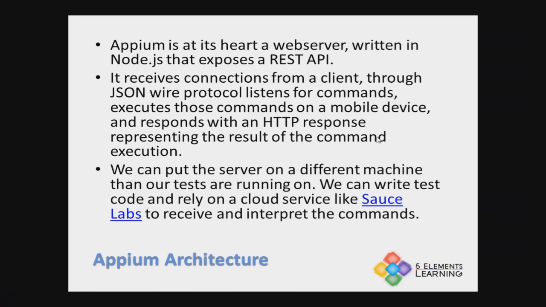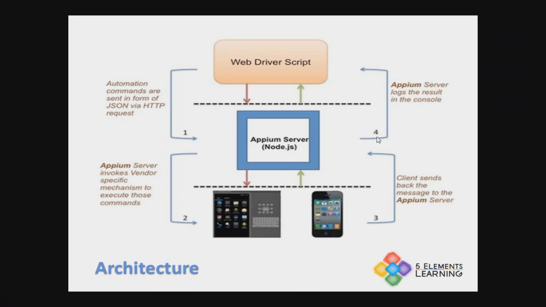So it receives connections from a client through the JSON wire protocol. It listens for commands and it executes those commands on a mobile device and responds with an HTTP response representing the result of the command execution. So we can put our server on different machines than the ones our tests are running on. We can also write the test code and run the tests on various cloud-based platforms available, like Sauce Labs, which provide automation test labs over cloud to receive and interpret the command.